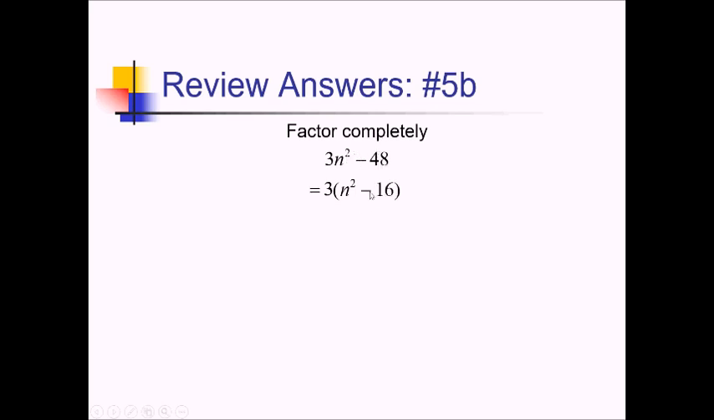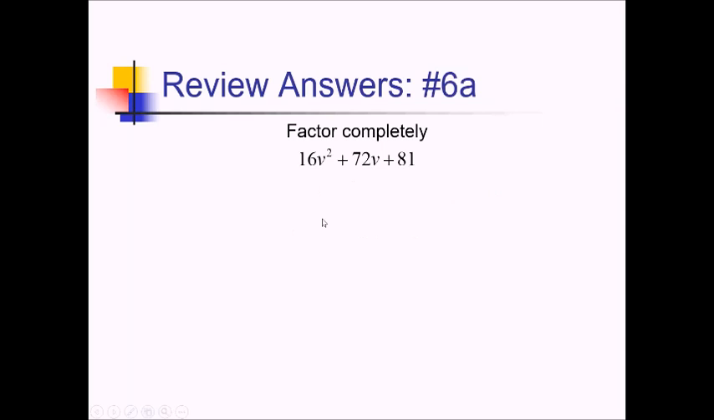And now I notice that I have a difference of squares, a squared minus b squared. So the form for that factorization is a plus b, a minus b. So to get that, I have to take the square root of n squared and also 16. So let me bring down that 3 so I don't forget to do it later on. And now square root of n squared is just n. Square root of 16 is 4, so we have n plus 4, and then n minus 4.